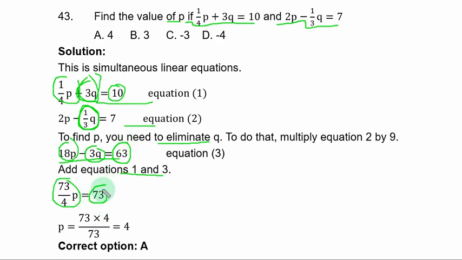To get P, you have to multiply through by 4 and divide by 73. So you have this expression. You can simply cancel this, and you have 4. So A is the correct option.